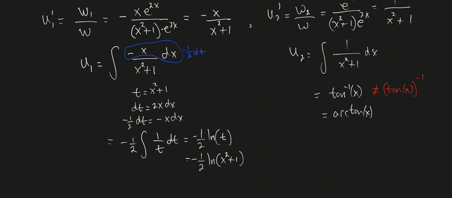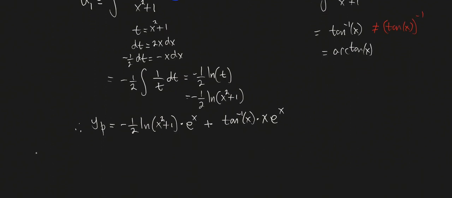Okay, so we have our u1 and u2, so therefore our particular function is u1, so it's negative 1/2 natural log of x squared plus 1 times y1. y1 was our e to the x. And then plus u2, which is our arctangent, times y2, which was our x e to the x. All right.